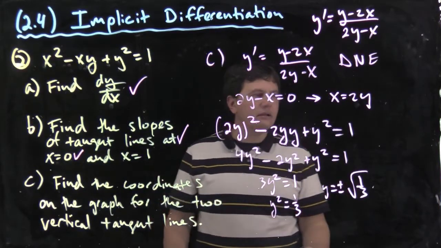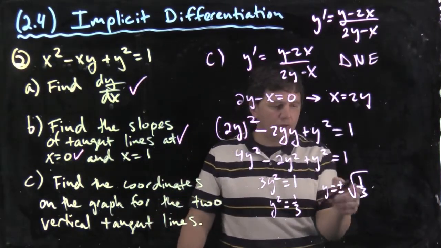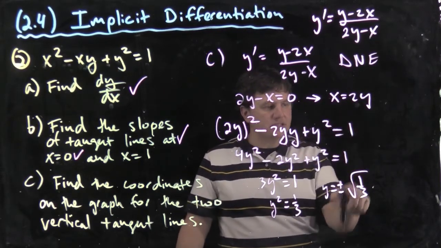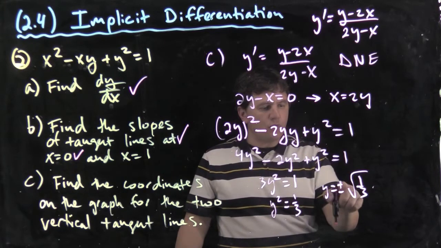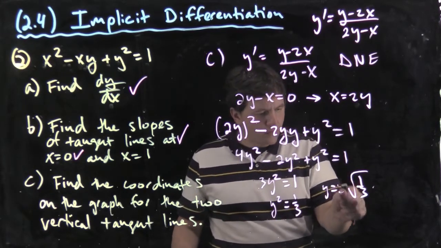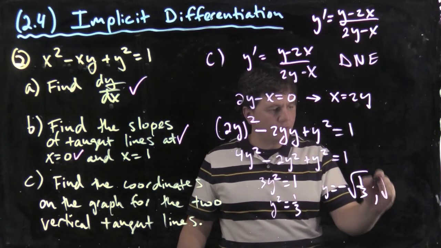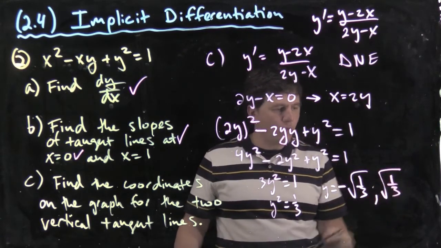So this is the y. Now we need the x. By the way, I don't need you to do anything with this. So the x, we're going to plug it in up here. So realize this is 2 points, right? So let me just write this out. So y equals negative and y equals positive of the square root of 1/3.